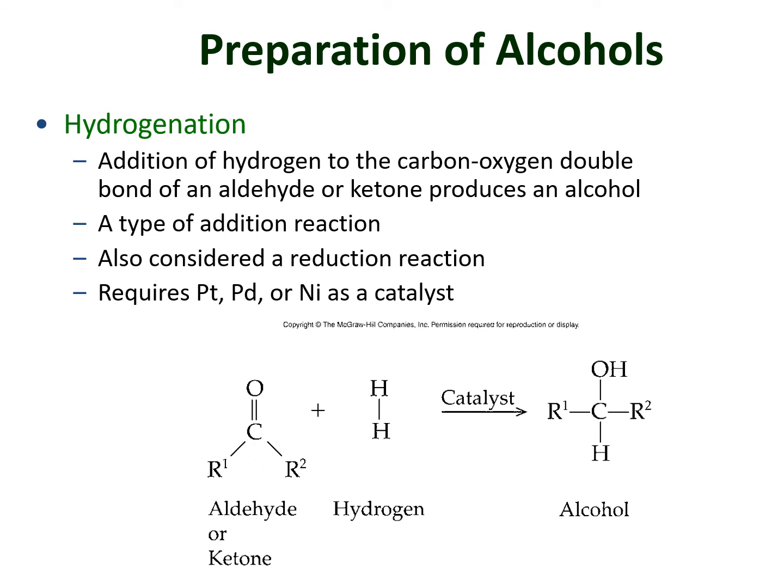Next up is hydrogenation, which is addition of hydrogen. So addition of hydrogen to the carbon oxygen double bond of an aldehyde or a ketone also produces an alcohol. It's a type of addition reaction, and considered to be a reduction reaction. Again it requires a catalyst, which will be in the form of platinum, palladium, or nickel. So any of these three metals can be used as a catalyst.